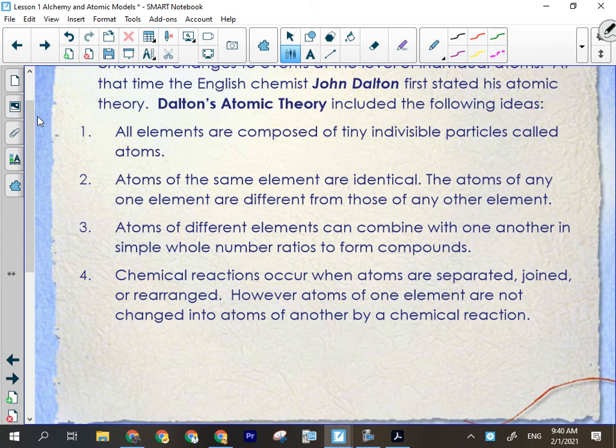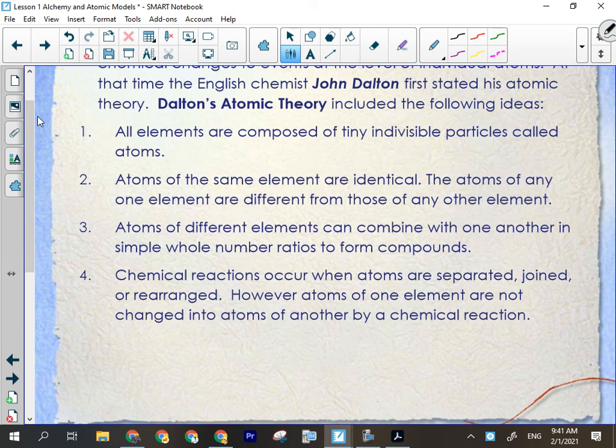Okay, and then his second point undoes the idea of the 4 elements. Everybody up until this point was still a big proponent of earth, air, fire, and water. Okay. Dalton's second point says that atoms of the same element are identical. Atoms of any one element are different from those of any other element. So basically, if I have a whole bunch of oxygen gas in a tank, every oxygen atom in that tank is the same. They're all identical.